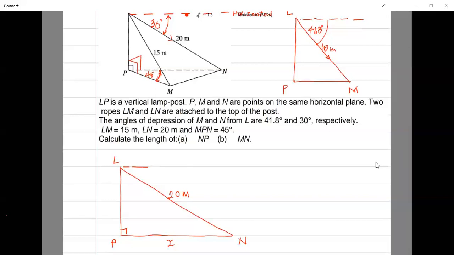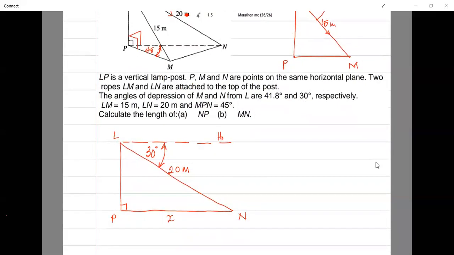We know that the angle of depression of N from L, this angle here, is 30 degrees. Now, if that angle is 30 degrees, and this is the horizontal, it means that this angle here is also 30 degrees. Let's call it theta. So theta is also equal to 30 degrees. They are alternate angles, Z angles. So this angle here is now 30 degrees.